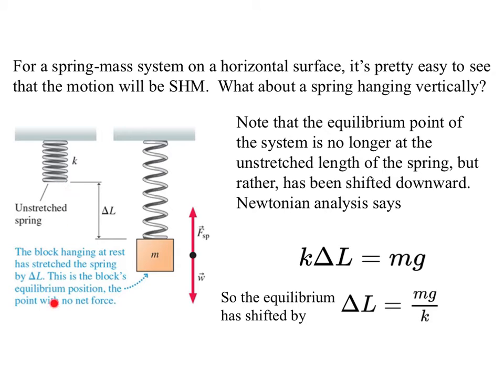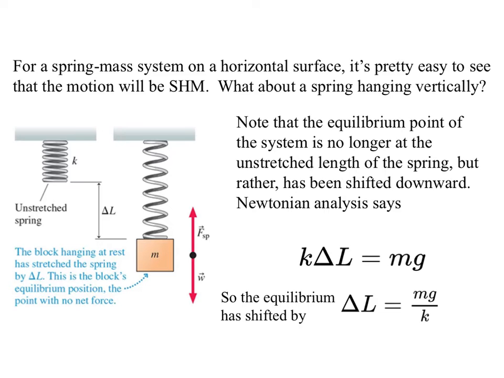And if we were to stretch it all the way down here and let it go, then there's a mass pulling it downward, but the spring is trying to pull it back up and will outweigh that and pull it back up. There will be a place where if we hang it, the spring force exactly equals the weight. So Newtonian analysis tells us that k times the new shift, k delta L, is m times g, which means the equilibrium has shifted by this, that delta L is mg over k. There's not a lot of depth there, nothing to really worry about.